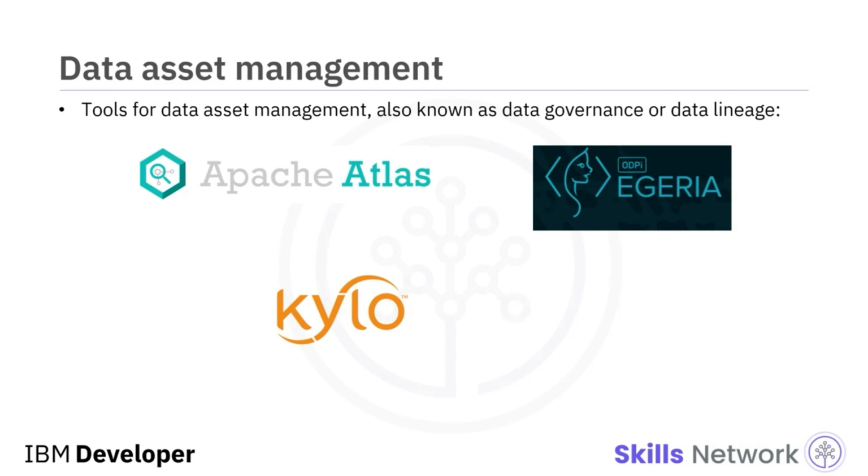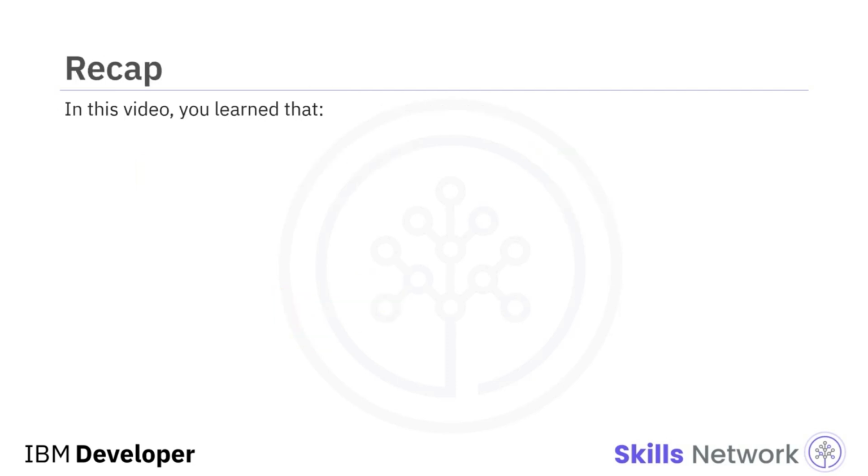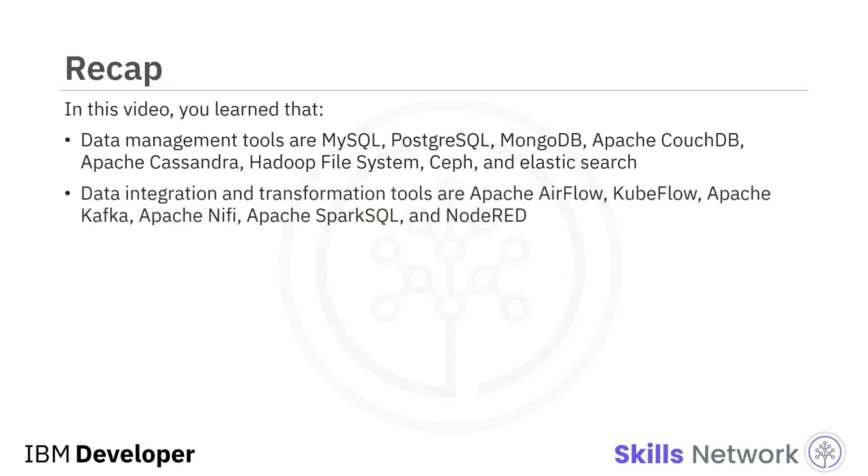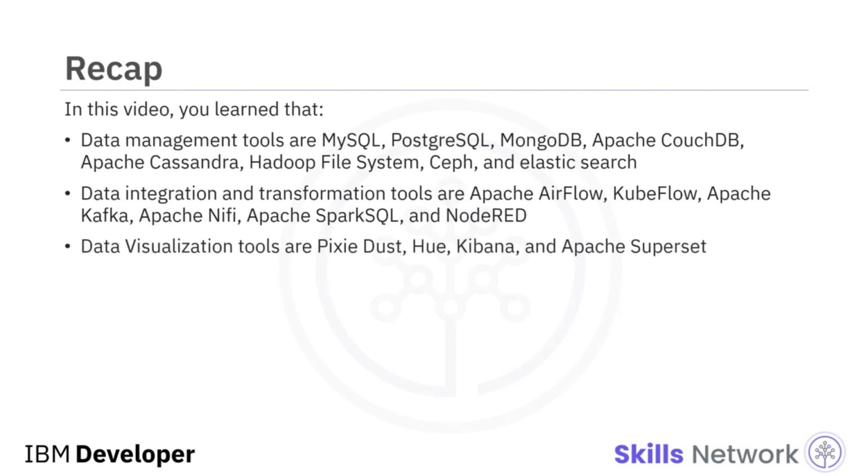In this video, you learned that data management tools are MySQL, PostgreSQL, MongoDB, Apache CouchDB, Apache Cassandra, Hadoop File System, Ceph, and Elasticsearch. Data integration and transformation tools are Apache Airflow, Kubeflow, Apache Kafka, Apache NiFi, Apache Spark SQL, and Node-RED. Data visualization tools are Pixie Dust, Q, Kibana, and Apache Superset.